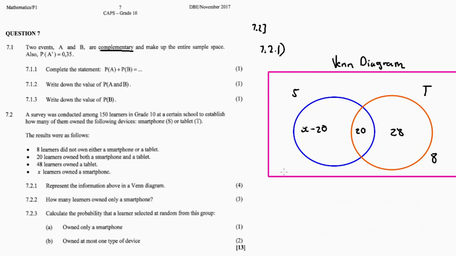Now 7.2.2: how many learners owned only a smartphone?